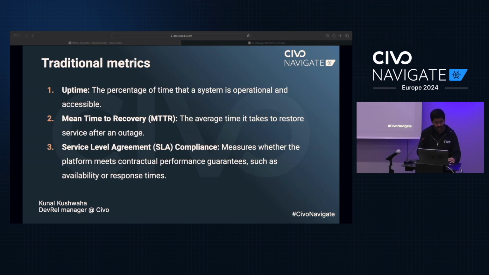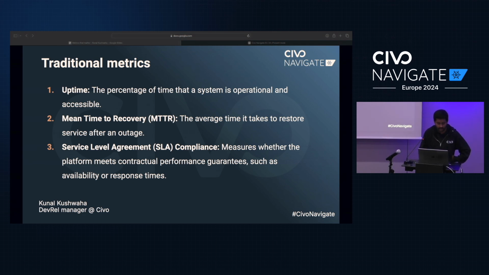When we talk about the traditional metrics, I won't go through these quite a lot, but there's uptime, which is the percentage of time that your system is operational and accessible. Mean time to recovery: something goes bad, what's the mean time to recovery? SLA compliance: agreements where you, as a cloud provider or a company, say that this is what we are expecting, like 99.999 or 99.5 or 99 something, that we are guaranteeing this performance, availability, and response times or whatnot. These are very traditional metrics.